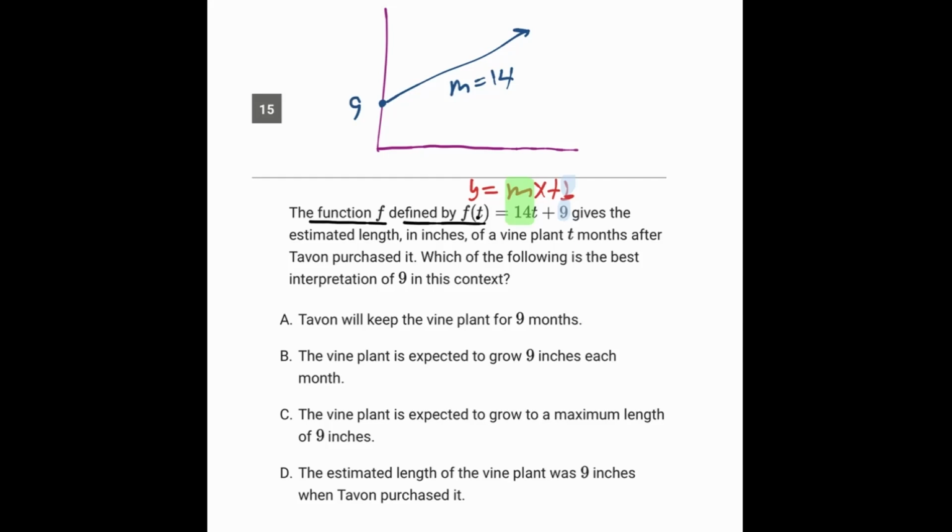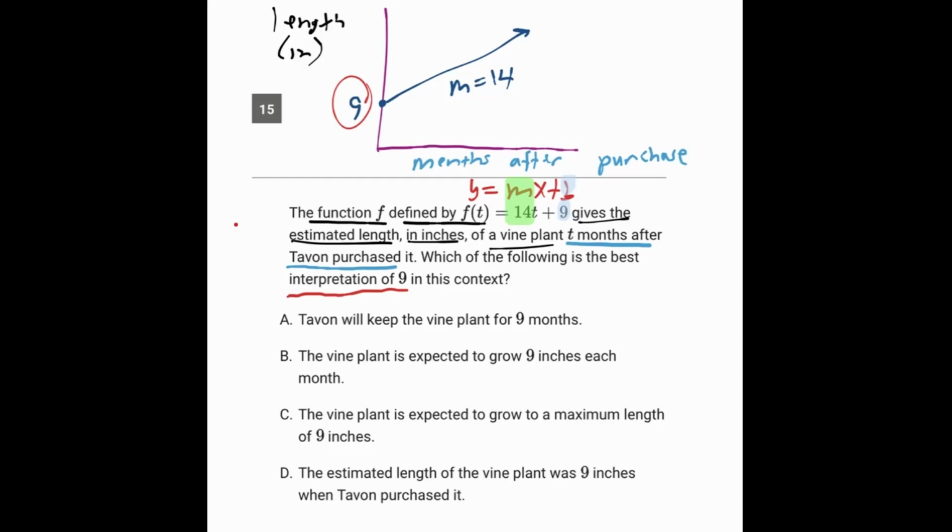The function, which is your y, your f of t, is the length in inches of the plant. So let's say length here in inches. And on the other part, we have t, which is the x value, and that's the months after purchase. So let's label this axis the months since this thing was purchased. So now the question is asking us, what is our interpretation of the 9? Well, the 9 is right here, and that's the starting y value, the y-intercept.